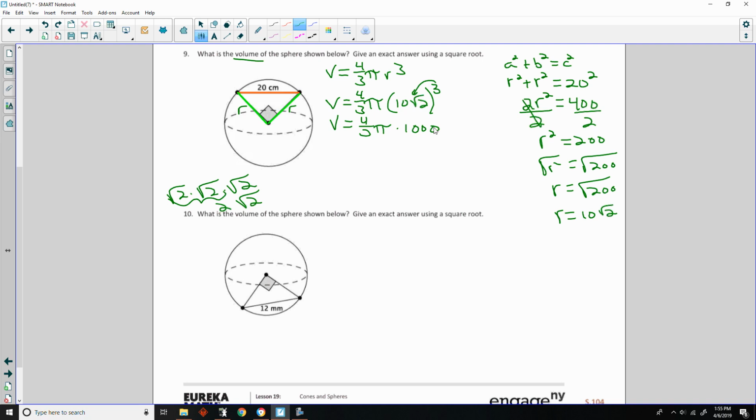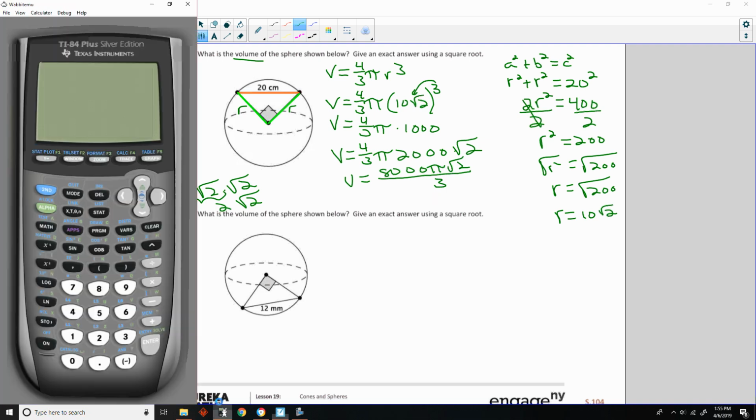So then if I have 1,000 from 10 cubed times 2, that would be 2,000. So volume equals 4/3 pi, 2,000 times the square root of 2. And if I simplify this, 4 times 2,000 is 8,000 pi root 2 divided by 3.